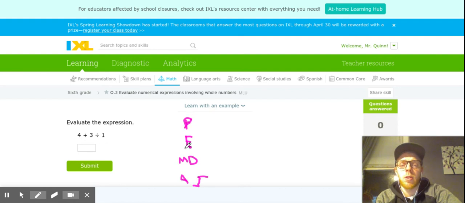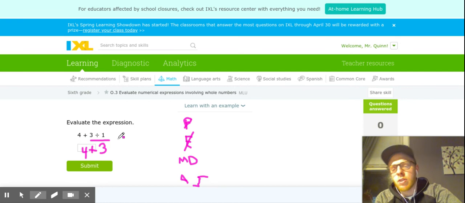I'm going to cross that off as I go, but I do see some division. I'm going to do 3 divided by 1, which we know to be 3. And then I have plus 4, and I'm solving downward. Hopefully you're remembering that idea of working down. It's like that upside down triangle, that funnel towards our final answer, and 4 plus 3 gets me to 7.